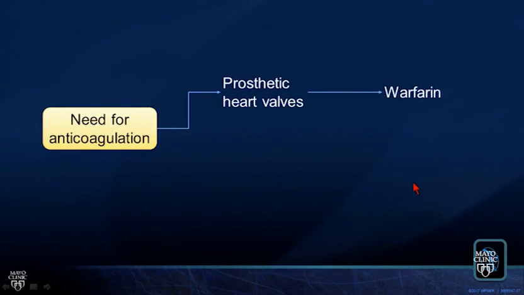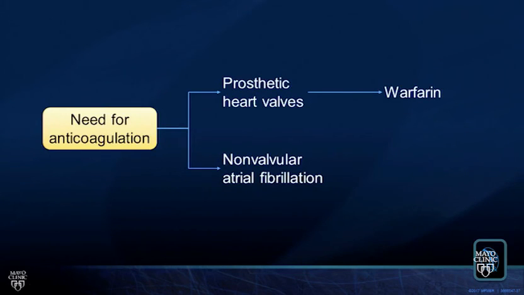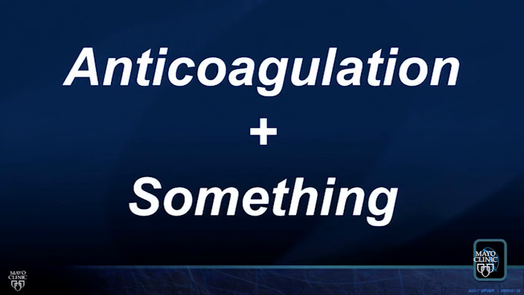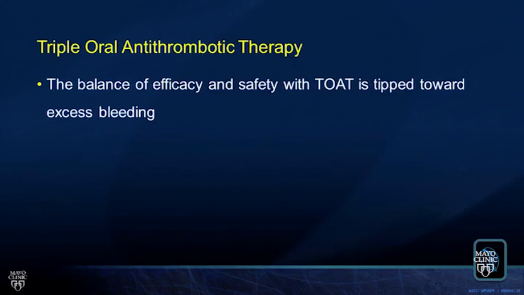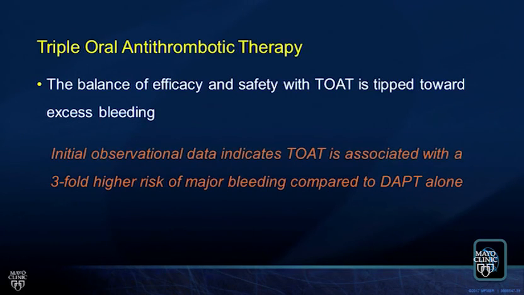With prosthetic heart valves, it's going to be warfarin, and you're going to learn more about that from Dr. Geske in his prosthetic heart valve talk. With non-valvular atrial fibrillation, in addition to warfarin, we need to be cognizant of the DOACs. So in this setting, we have our patient who is on anticoagulation, and they've come with ACS, so they need something else. The balance of efficacy and safety with triple oral antithrombotic therapy is tipped towards excess bleeding. In fact, the initial observational data indicates that TOAT is associated with a 3-fold higher risk of major bleeding compared to DAPT alone.